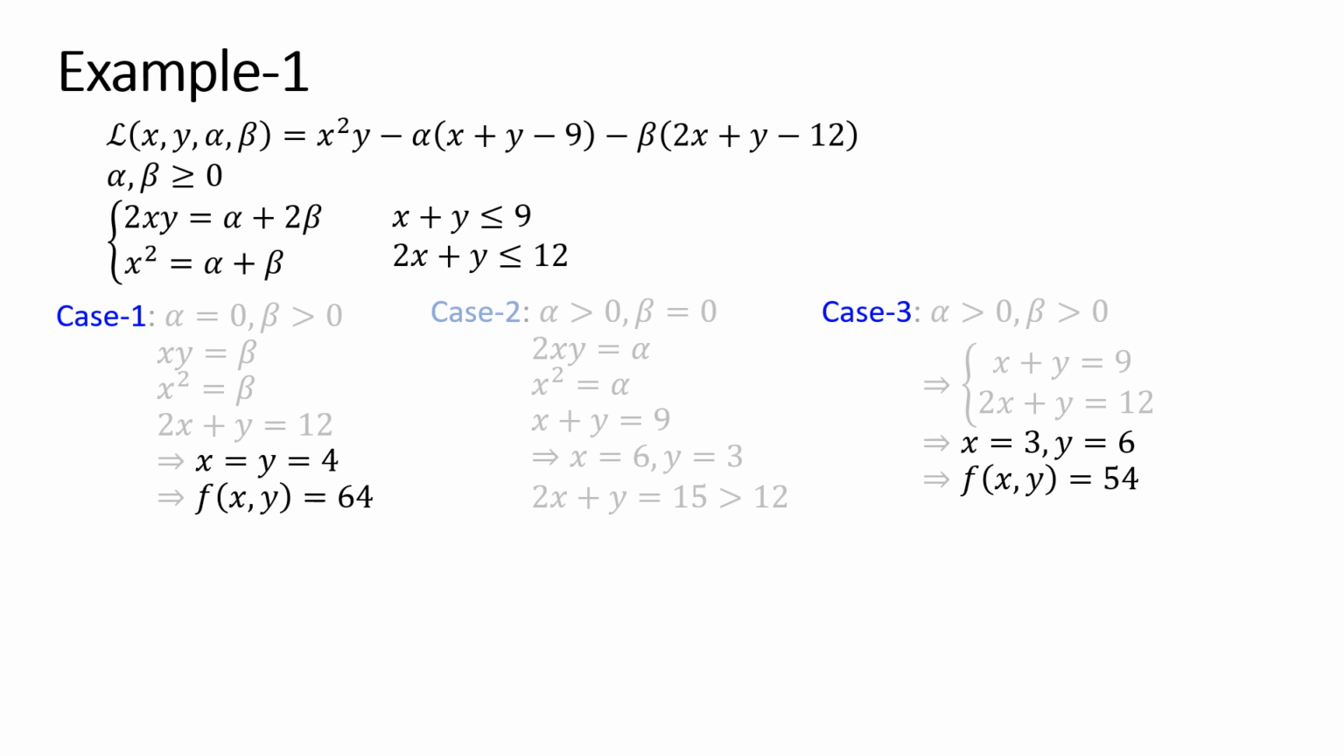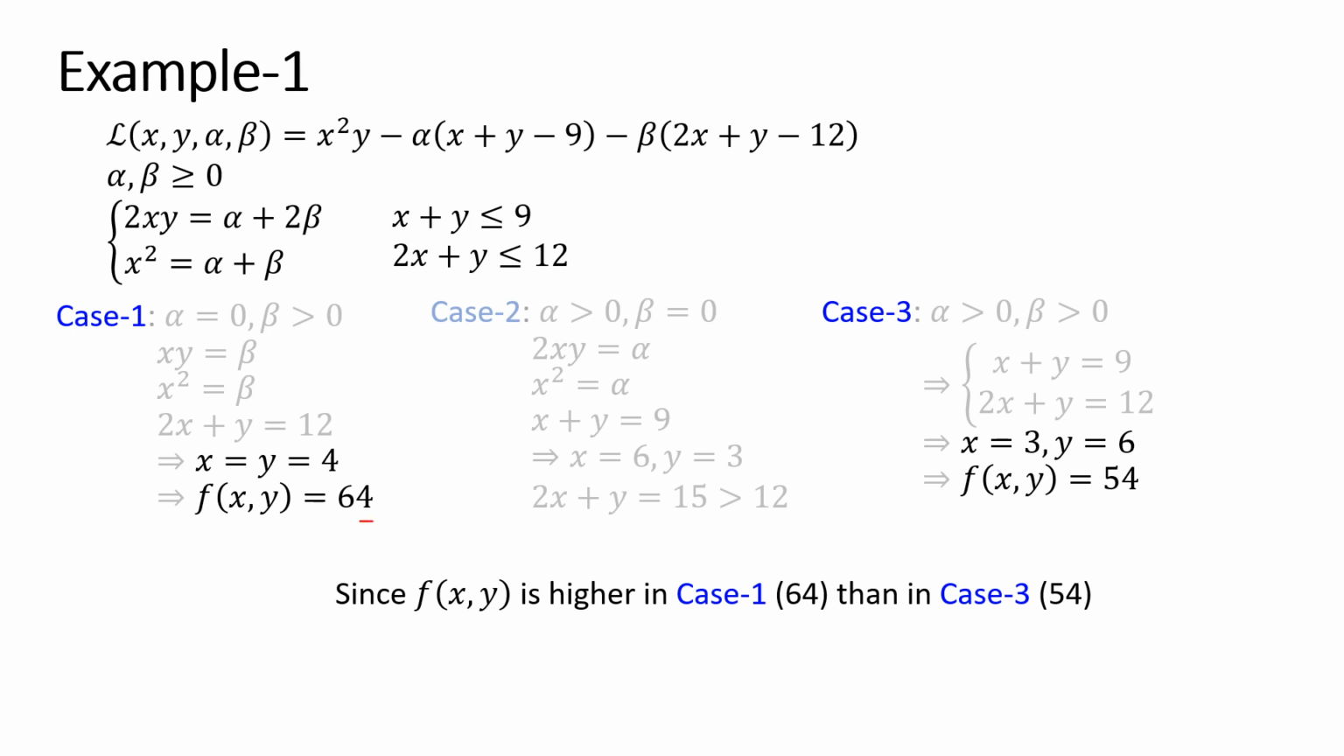So now we have two cases that we retained, case 1 and case 3, and we compare the value of the objective function that we need to maximize. Since f of xy is higher in case 1, which is 64, than in case 3, which is 54, we retain case 1, and that's our final solution. x equals y equals 4.